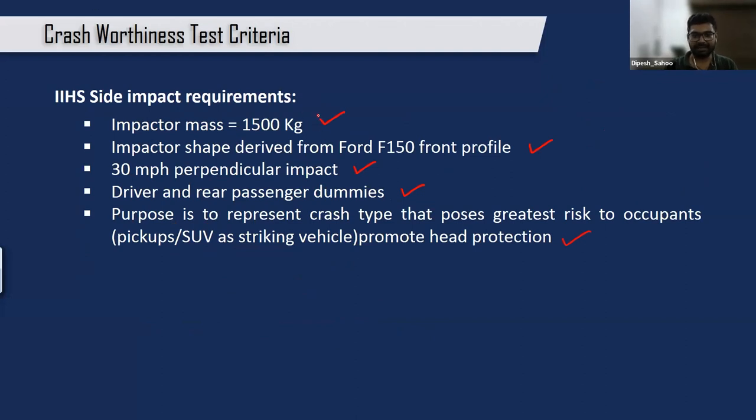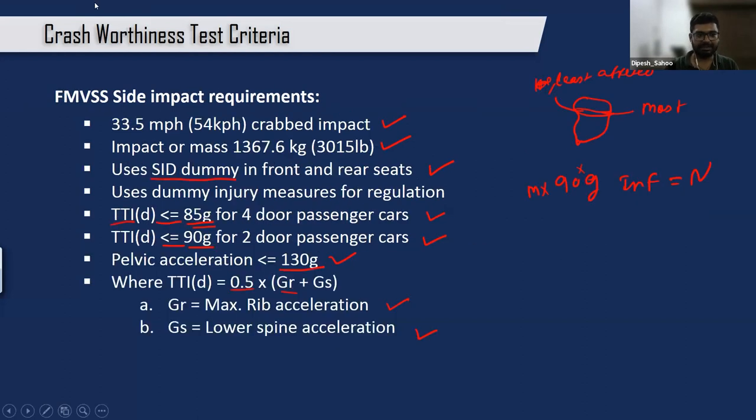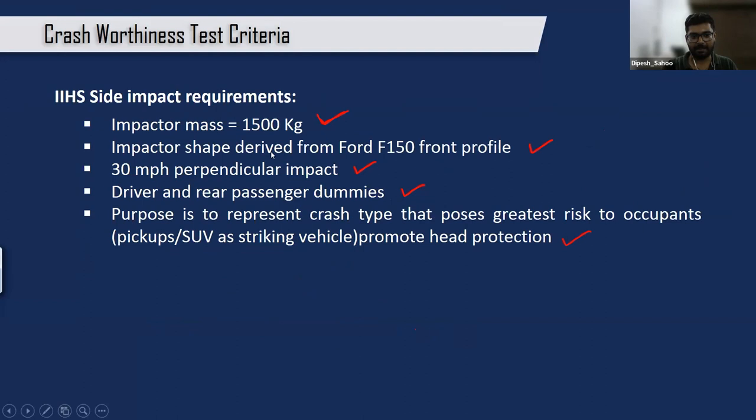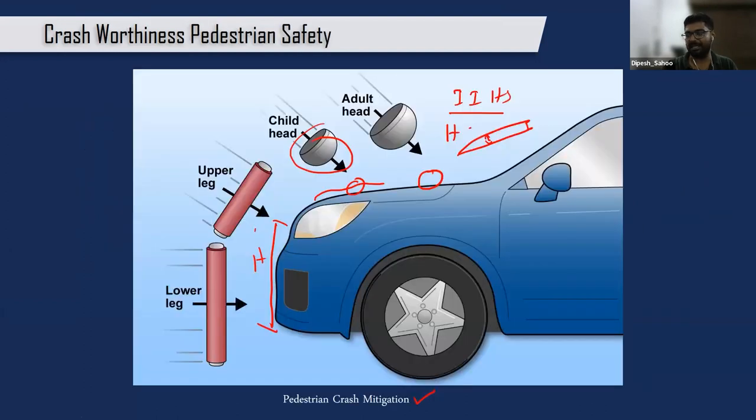Then in IIHS, the impactor mass should be 1500. In FMVSS, the impactor mass should be 1300. It is 1500. 30 miles per hour, perpendicular test, and in here, this is the pedestrian safety test. All the vehicle models have to undergo this type of test.